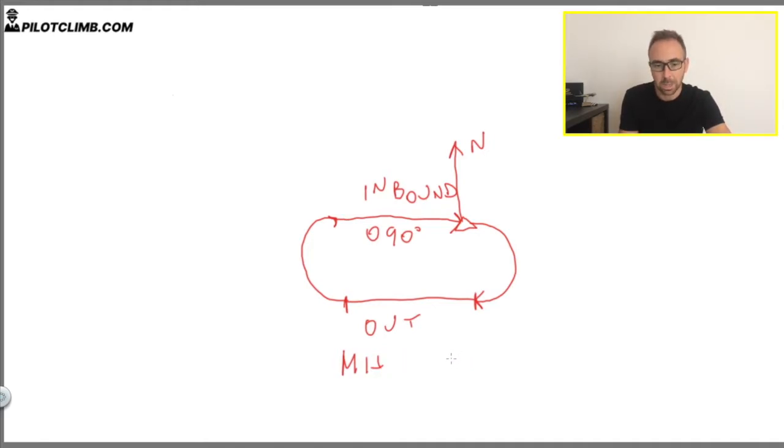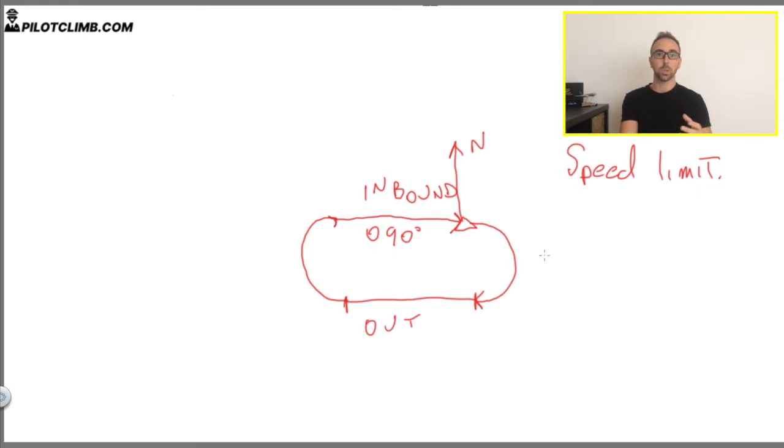We'll see some examples in the actual chart in a second, okay? Then as well, the holding pattern has got speed limits, okay? The speed restrictions. What happens is, these speed limits that I'm going to show you are in accordance with the current conditions shown in the ICAO Doc 8168.